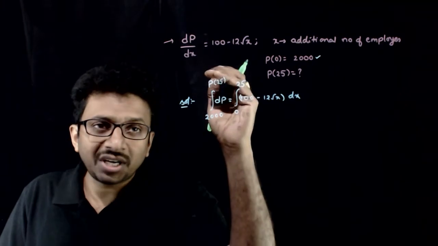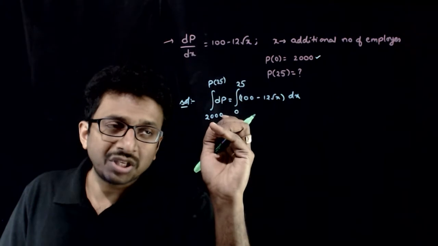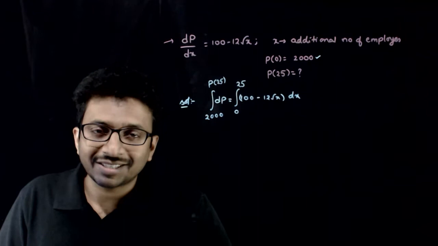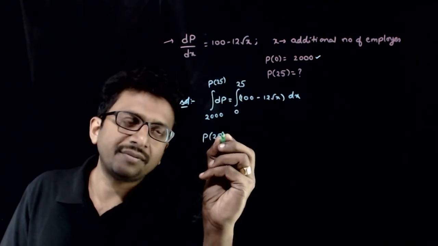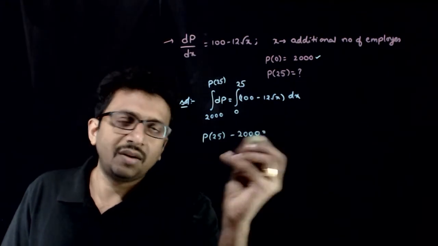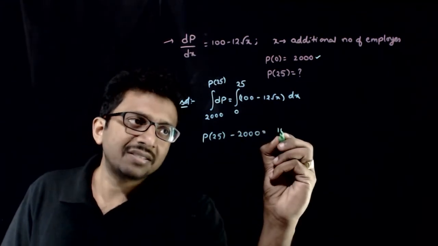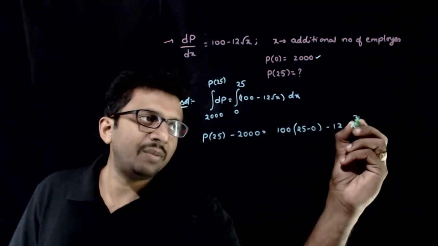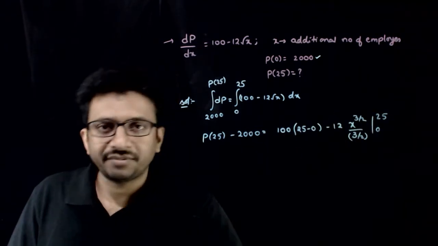So the integral from 2000 to production at 25 of dP is equal to the integration where, when the production is 2000, you have 0 additional workers, and at the production P, you have 25 additional workers. So if you integrate this, production at 25 minus 2000 is equal to 100x, 100 times x, applying the limits 25 minus 0, minus 12 times root x. Integration is x power 3 by 2 divided by 3 by 2, going from 0 to 25.